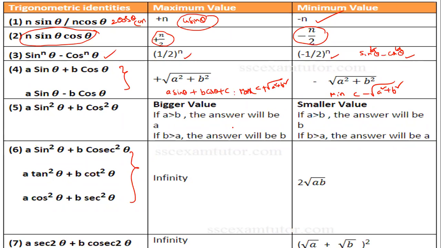Just adding these points. So here also, a sin square theta plus b cos square theta. Earlier we discussed, this once again I'm saying: if a is greater than b, then maximum is always a. If b is greater than a, maximum is b. That's the meaning. Remaining as usual.